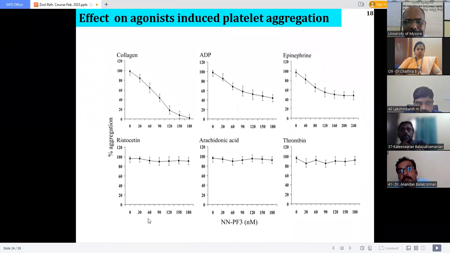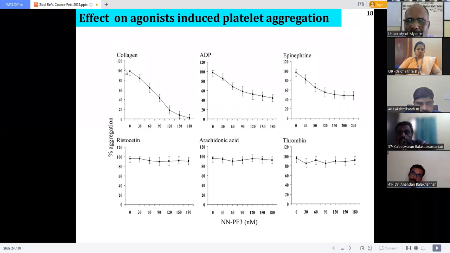Now we tested the platelet aggregation inhibition by our protease. We tested in presence of several agonists. We have used thrombin, arachidonic acid, disintegrin, epinephrine, ADP, and collagen. You can see over here, thrombin, arachidonic acid, and disintegrin did not show inhibition of platelet aggregation by our protease. Epinephrine induced aggregation and ADP induced aggregation were partially inhibited, while collagen induced aggregation was completely inhibited by our protease.